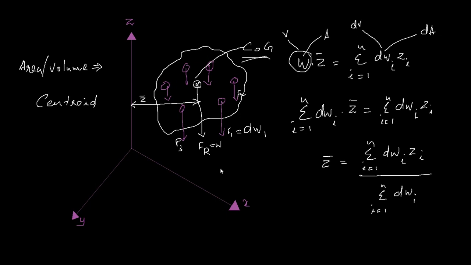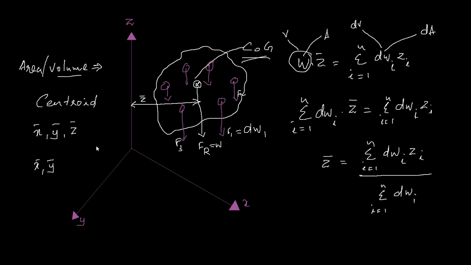And again, if you are finding the centroid based on the x-axis, then Z will change to x and Z bar will change to x bar. About the y-axis, this will be y and this will be y bar. So for a centroid, if you are finding a volume, you will have x bar, y bar and Z bar. And if you are finding an area, you have x bar, y bar, just two axes, because for an area you only need two axes.